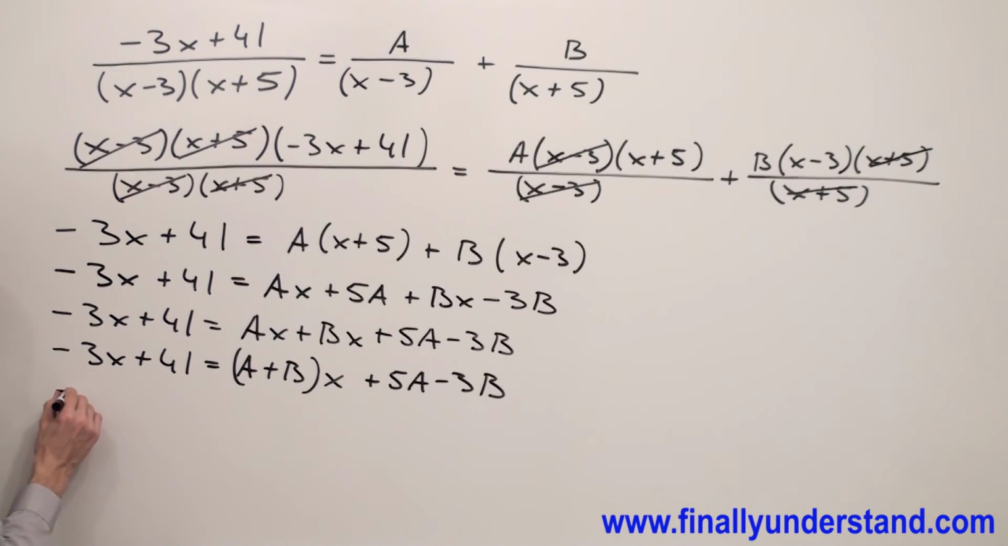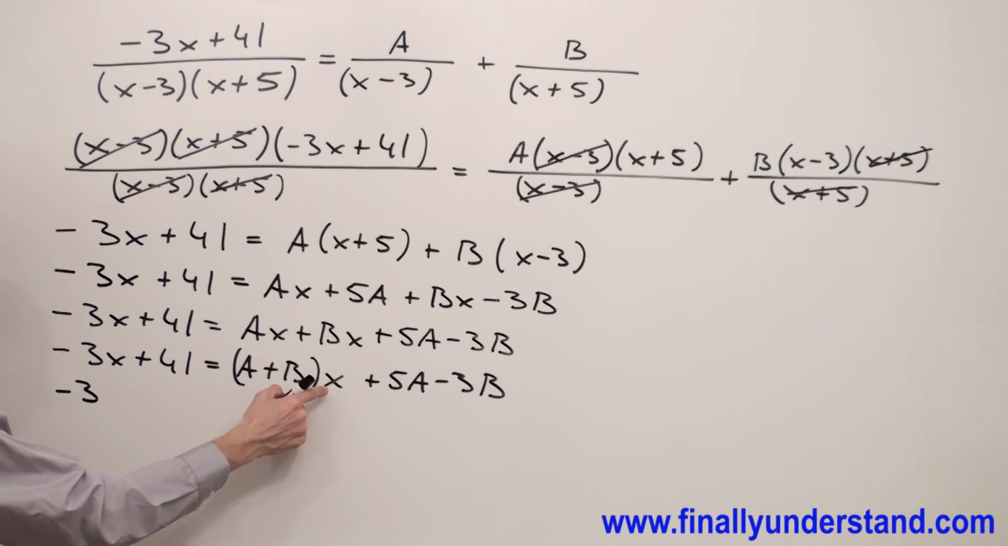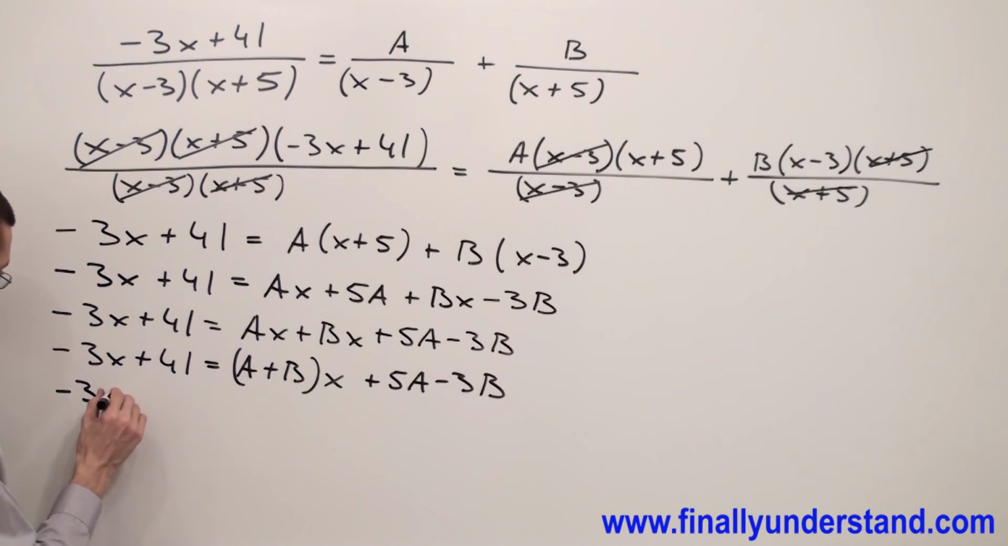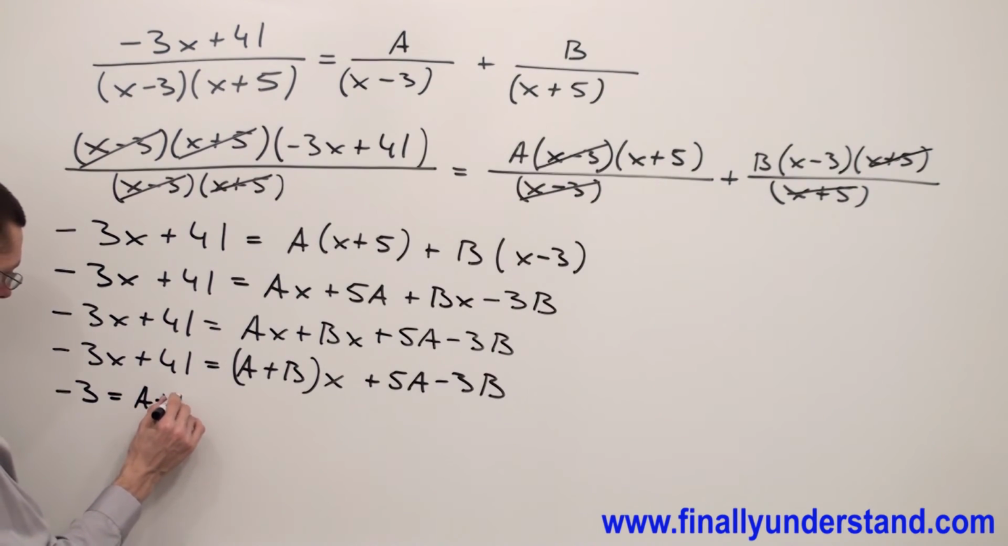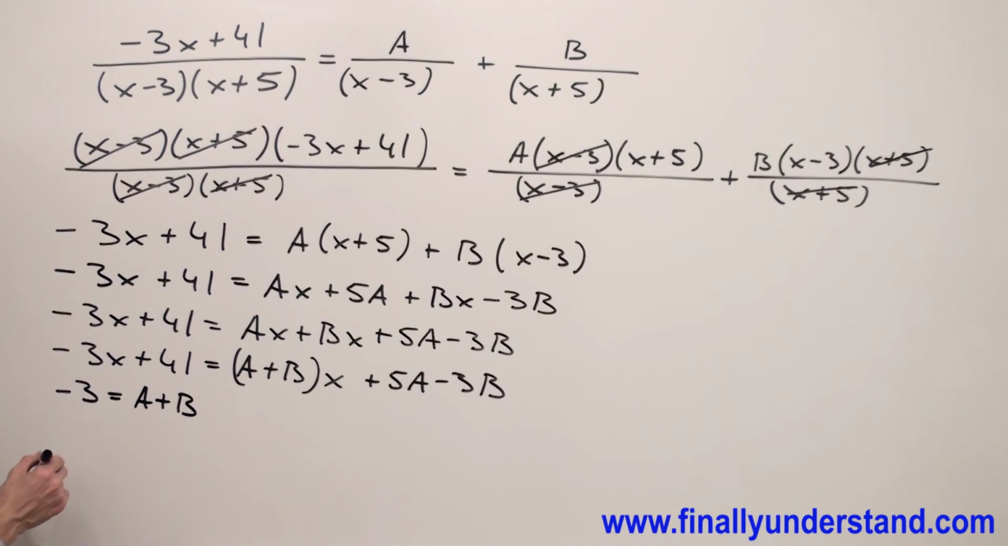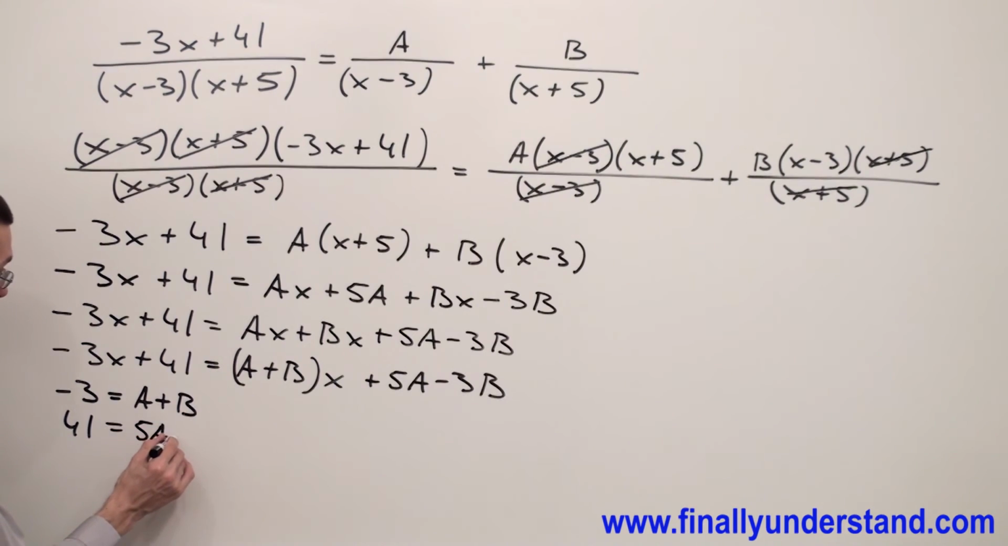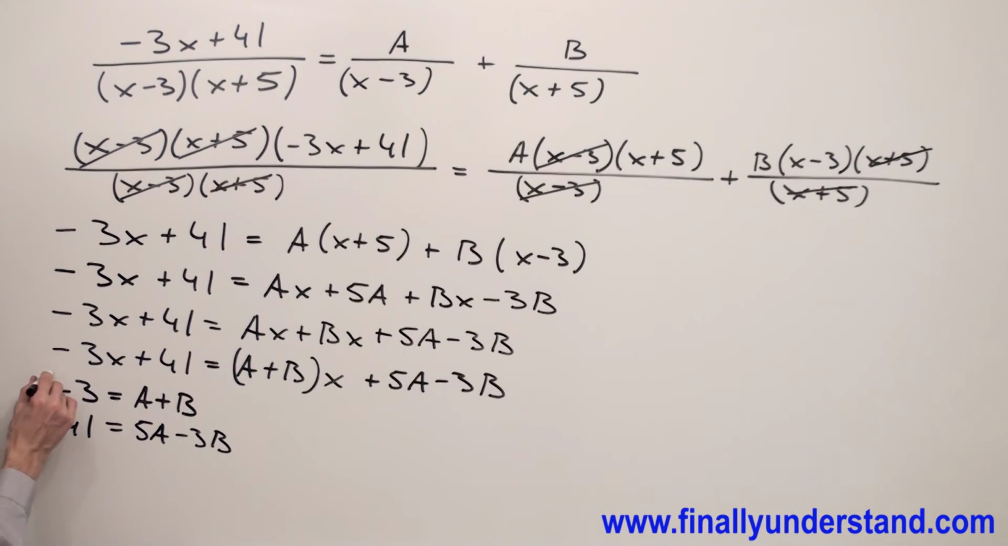That's why I'm going to write minus 3. We have the coefficient of this x is minus 3. The coefficient of this x is a plus b. So that's why minus 3 has to be equal to a plus b. And I have constants: 41 has to be equal to 5a minus 3b. In order to find a and b, we're supposed to solve this system of linear equations.